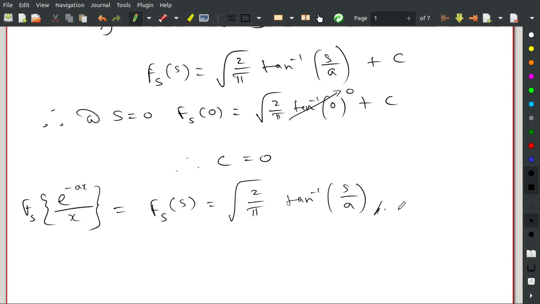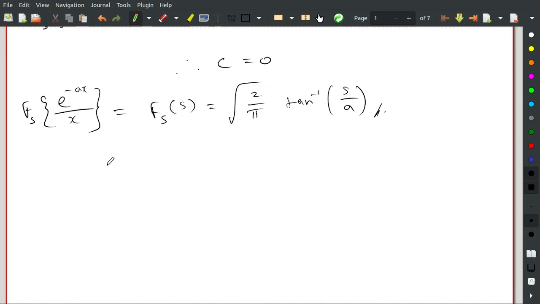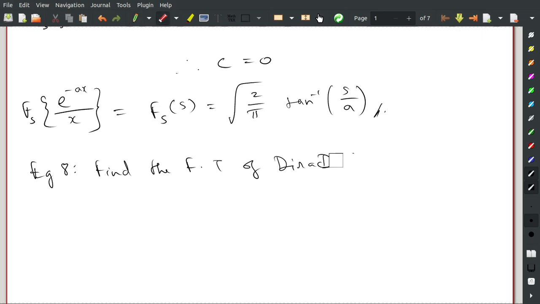Okay, this is our given problem. So the next example is example 8 in the book, and it states: find the Fourier transform of the Dirac delta function. Okay, so it is somewhat an important problem, the Dirac delta function.